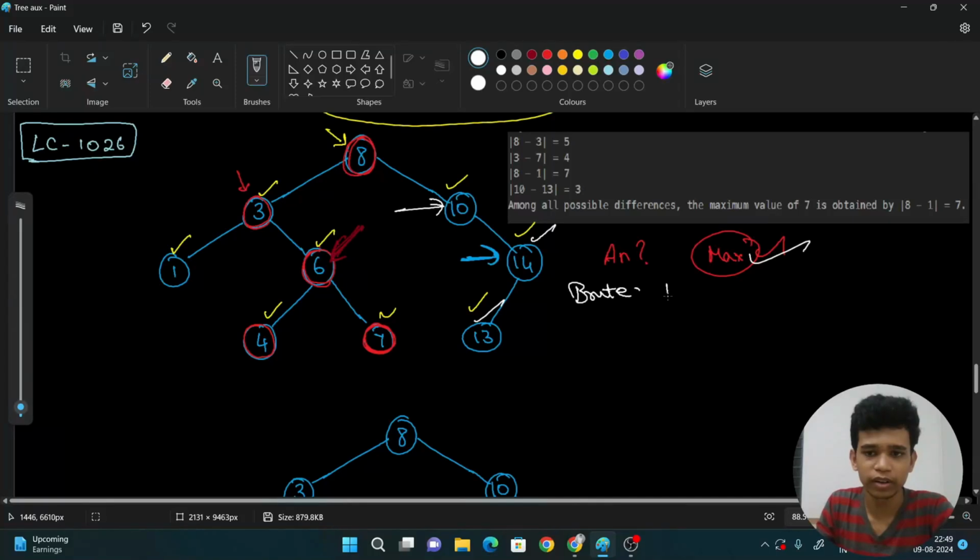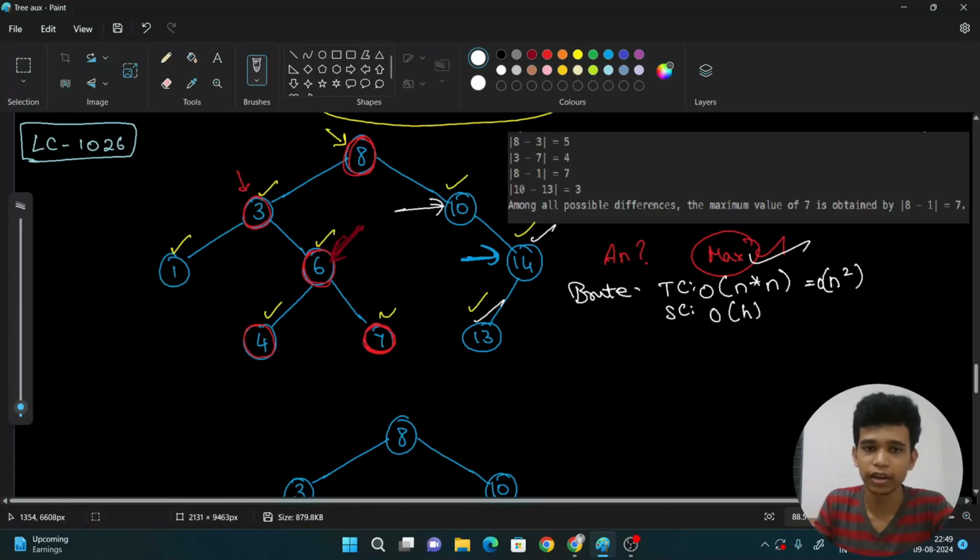And tell me what is the time and space complexity for this solution? I'm traversing each and every node one time. Inside each node, I want to traverse another time, to the subtree. So it is N into N, which is N square. So it is O of N square.